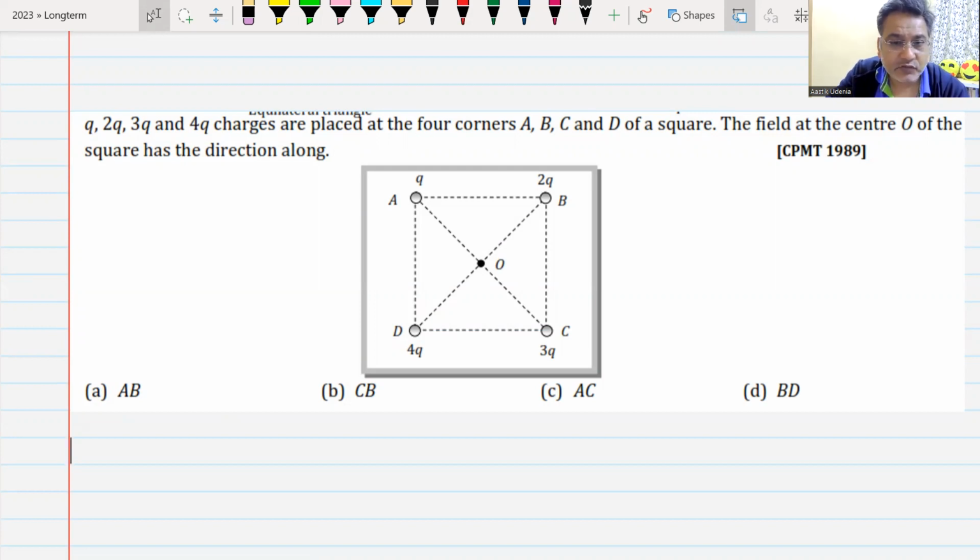And they're asking you what is the electric field at the center, along which direction it is directed. Apart from telling you which direction it is directed, you can also tell me the value of that electric field if you can. I'll give you 2 minutes. Everyone has noted this question, yes or no? I'll give you 2 minutes to solve this.